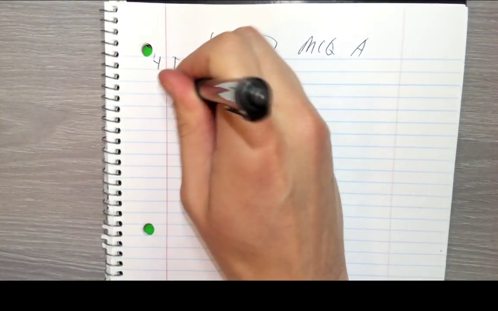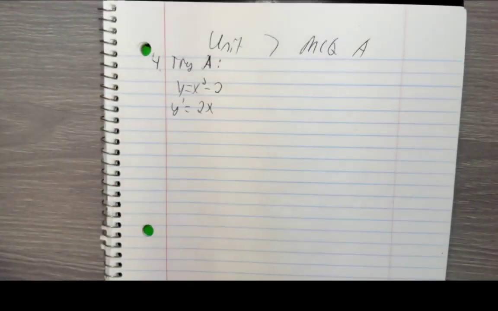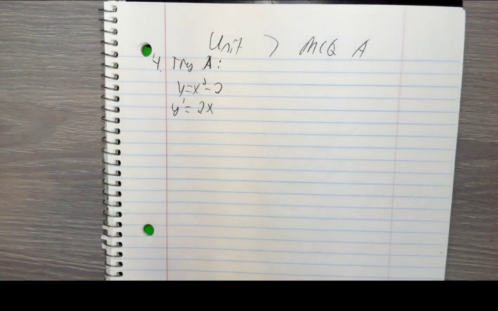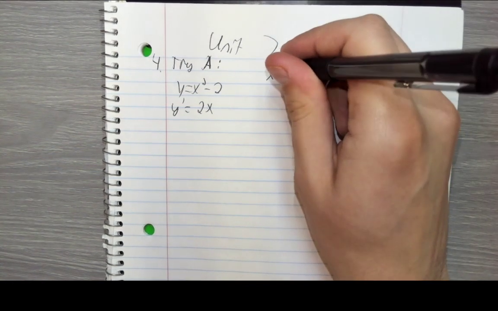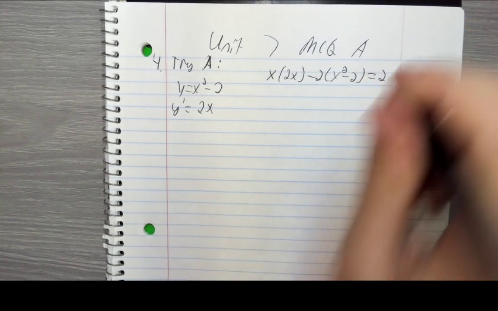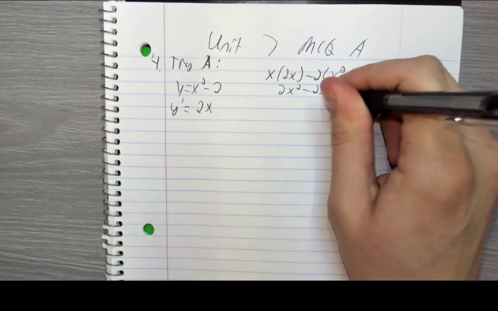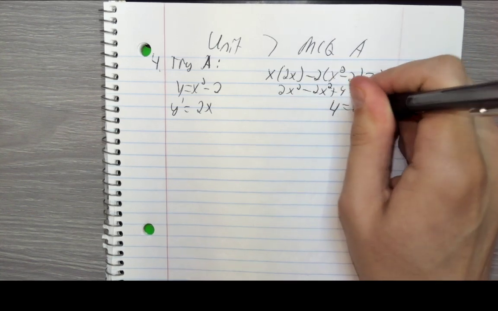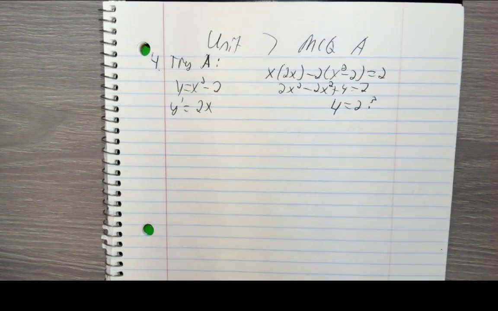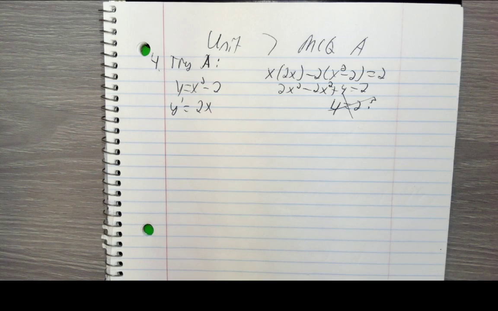So we try A. A says y equals x squared minus 2, which means y prime is equal to 2x. If we plug these back into the differential equation that was given to us, we get x times 2x minus 2 times (x squared minus 2) is equal to 2, which means 2x squared minus 2x squared plus 4 equals 2, which means 4 equals 2. So you want to ask yourself, is that true? Obviously no. 4 does not equal 2. All right, so A can't work.